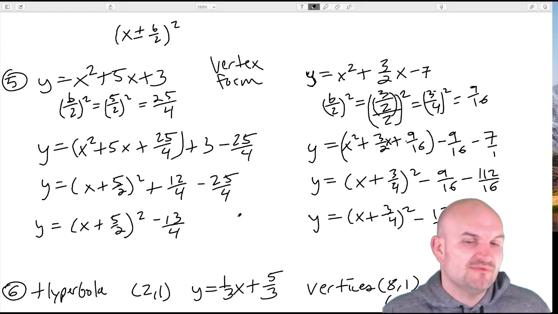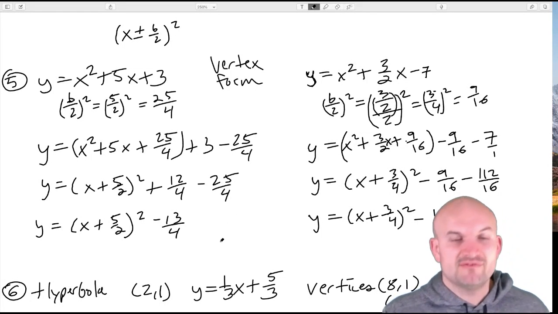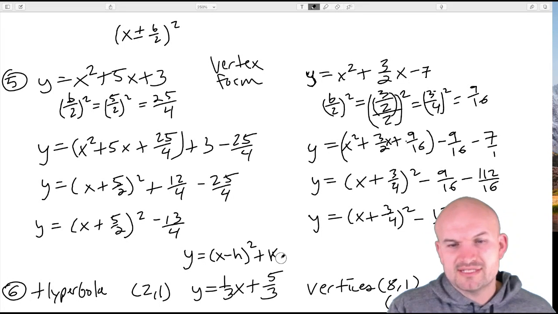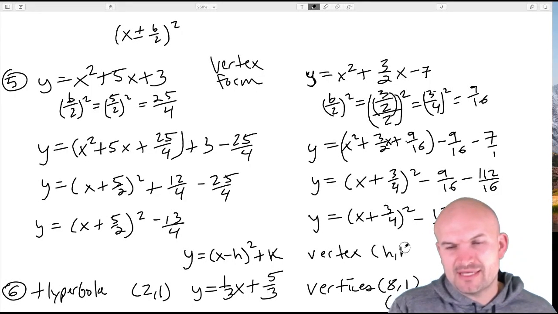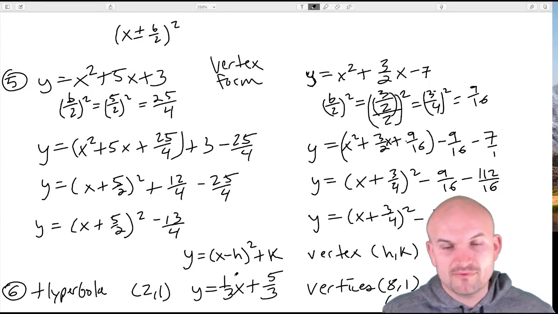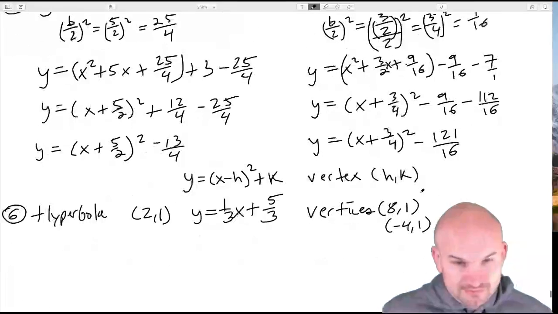Now, again, where does this minimum value occur? Well, the minimum value occurs at what we call the vertex of the parabola. And the reason why we like this form, x minus h quantity squared plus k, is because the vertex occurs at h comma k. You can see that these problems are not very nice because they both have fractions, but you can see how they are h and k.